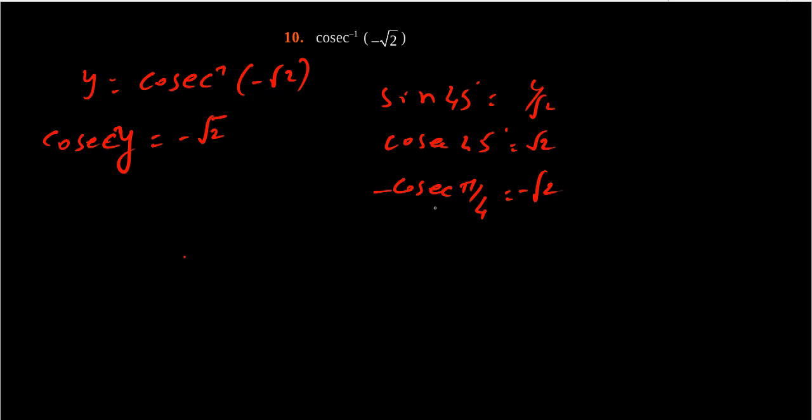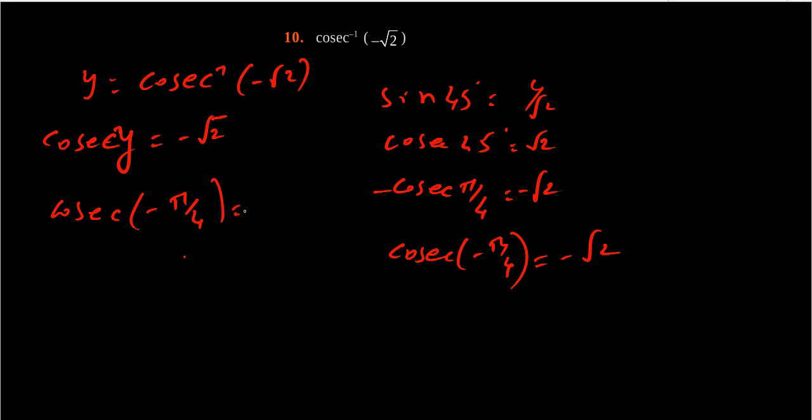So minus cosecant pi by 4 is equal to cosecant of minus pi by 4. So that we can substitute here. Cosecant of minus pi by 4. So minus cosecant theta equal to cosecant of minus theta. That is equal to minus root 2. So in place of y we can write like this here. So cosecant of minus pi by 4 equal to minus root 2.